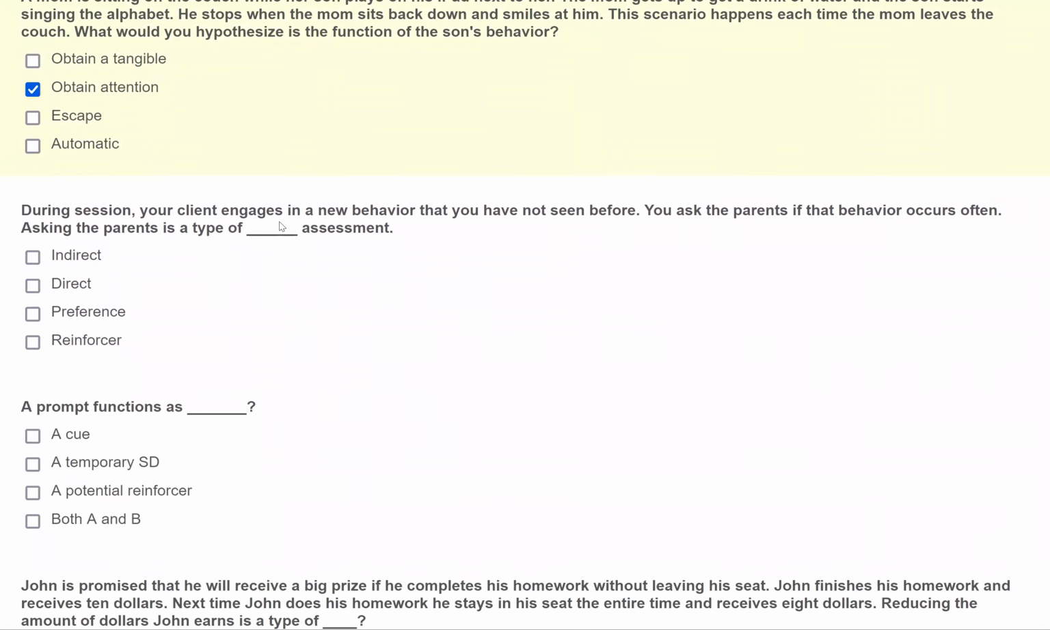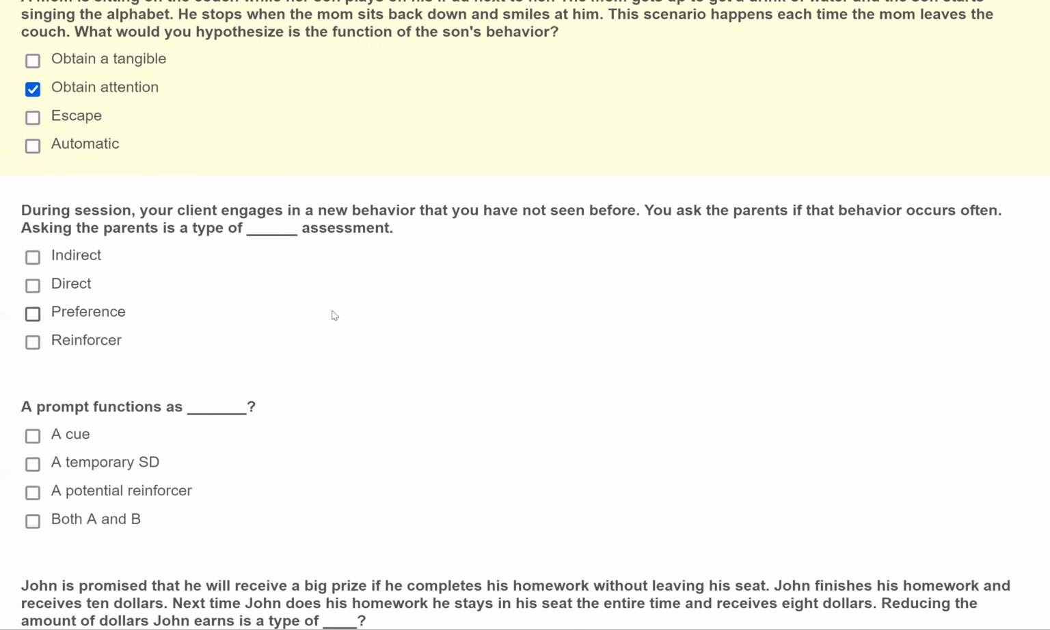During session, your client engages in a new behavior that you have not seen before. You ask the parents if that behavior occurs often. Asking the parents is a type of blank assessment. We have 4 major assessments you need to know: indirect, direct, functional analysis, and preference assessments. Now, with preference assessments, we're actually presenting stimuli back and forth. And yes, you could ask the parent what type of stimuli the client likes, but it would be the same type of assessment as this. We prefer to do preference assessments directly, actually working with the client.